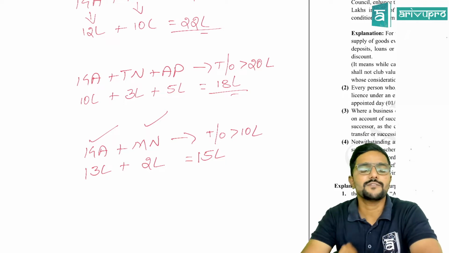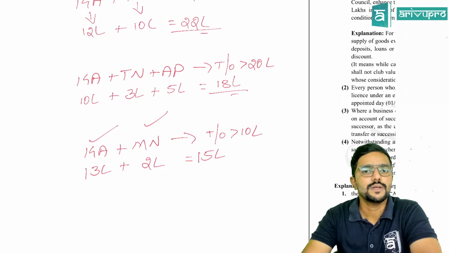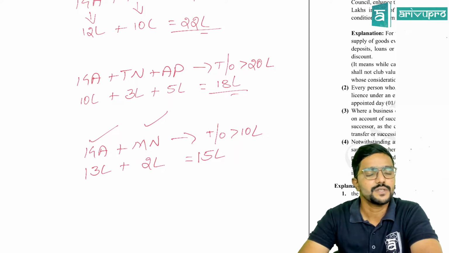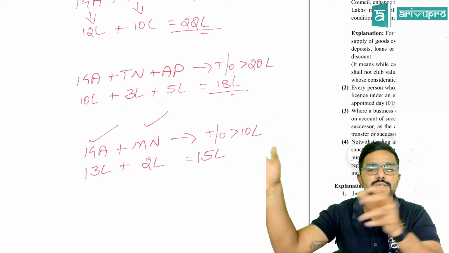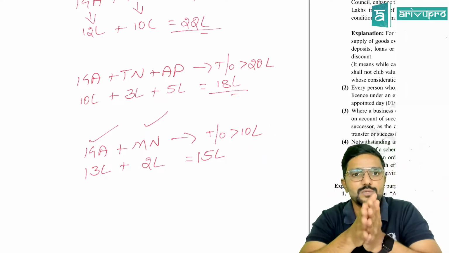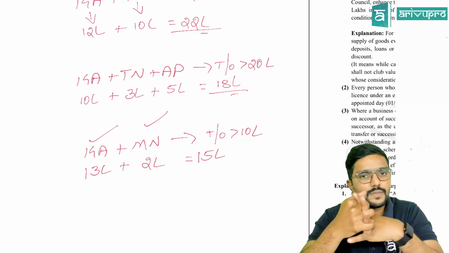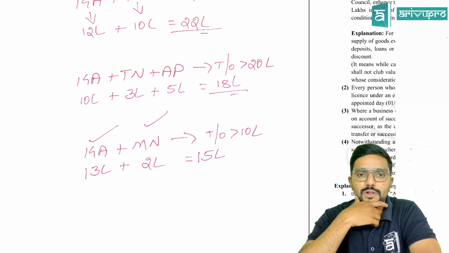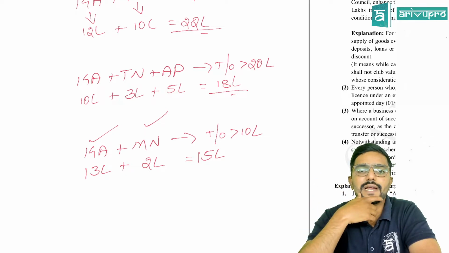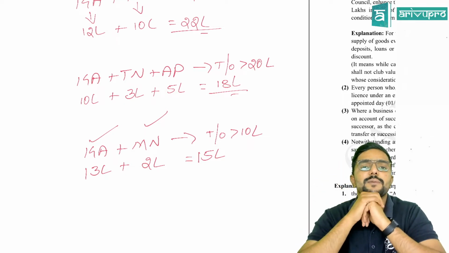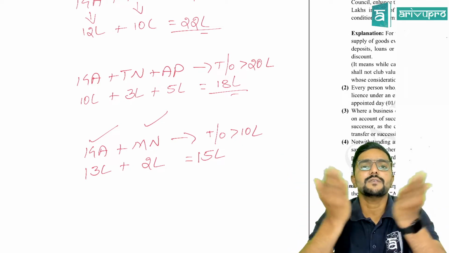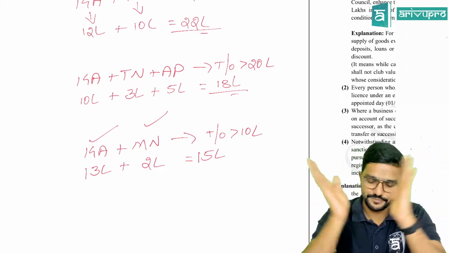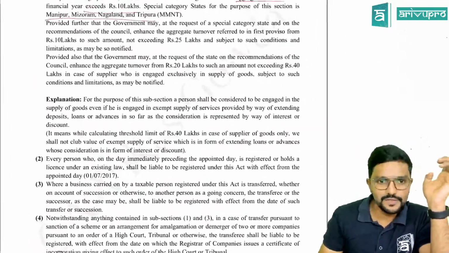Clear? So please be careful, guys. While calculating the aggregate turnover, it should always be on all India basis. If you have different branches in different states, calculate the turnover of the respective branches and at the end, add everything. That is what is called aggregate turnover. Clear? And if you are having a branch in any of the special category states, the turnover limit applicable for you is 10 lakh. So if the aggregate turnover is more than 10 lakh, you have to get registered under GST. Hope it's clear for you. Sure. Now, there are some more provisos. We will cover them.